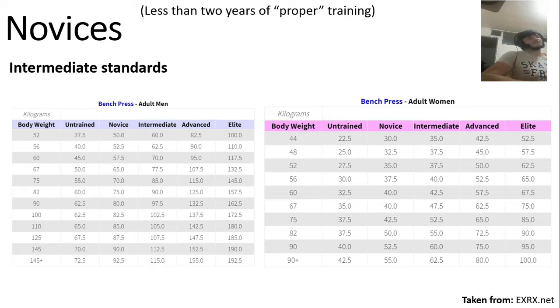So if you are, say, 140 kilograms and your BMI of 27, for example, is at a body weight of 100 kilograms, then rather than looking at the standards for 140 kilograms, you can just go ahead and look at the standards for 100 kilograms.